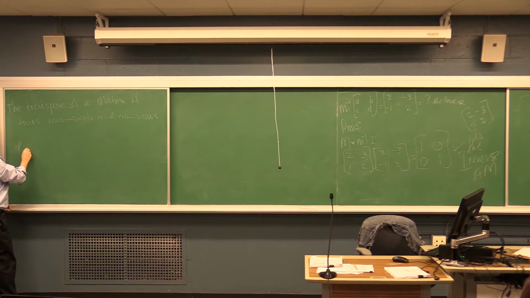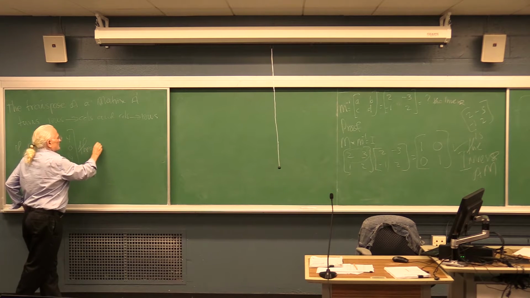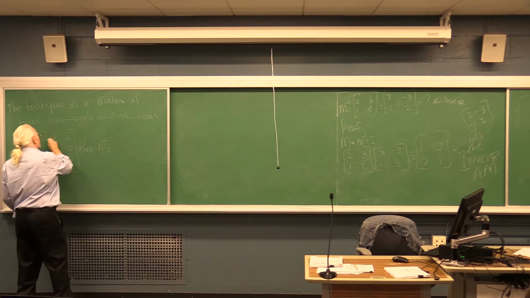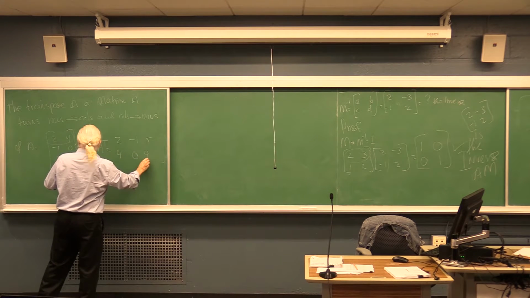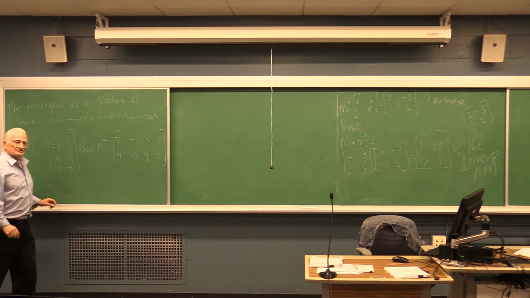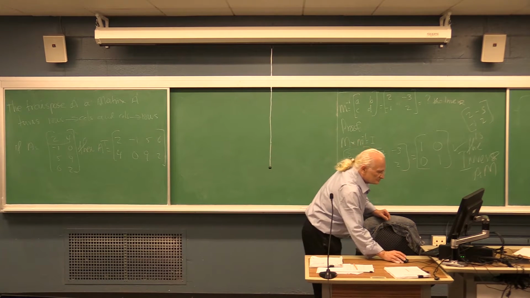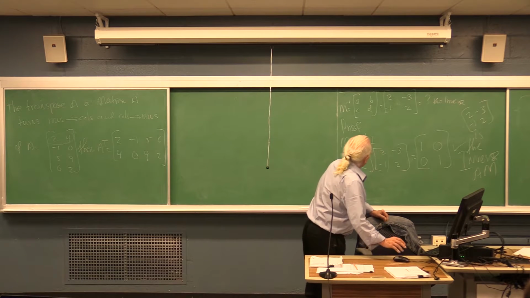So if A is 2, 4, -1, 0, 5, 9, 6, 2, okay, then the transpose of A will be, you turn this row into a column. 2, 4, -1, 0, 5, 9, and 6, 2. Okay? So it's that simple. That's it.